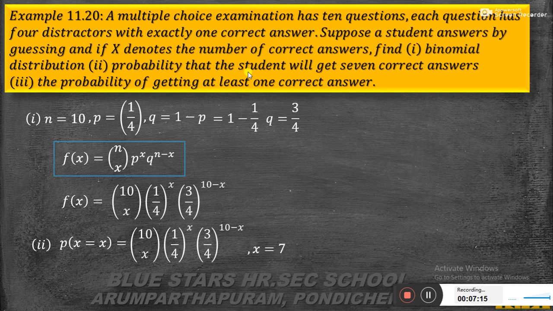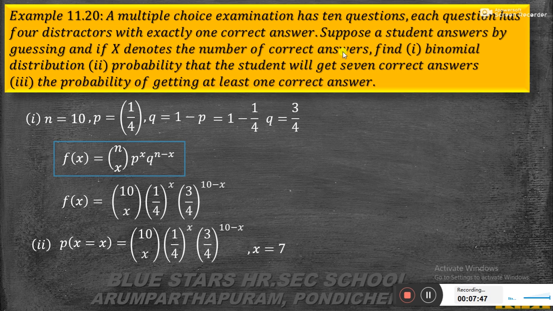So you see the questions. A multiple choice examination has 10 questions. In a multiple choice, each question has 4 choices, A, B, C, D. So each question has 4 distractors, meaning 4 choices, A, B, C, D, with exactly one correct answer out of the 4. Suppose a student answers by guessing, that means the student is guessing the answer.